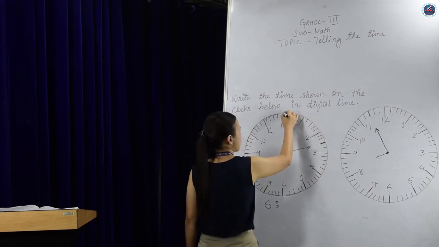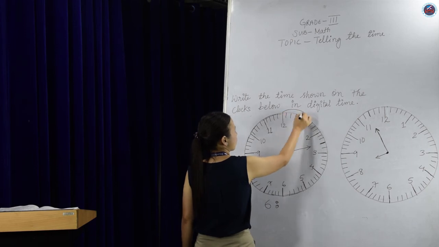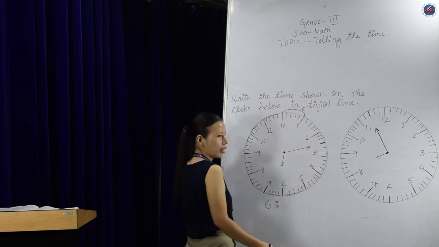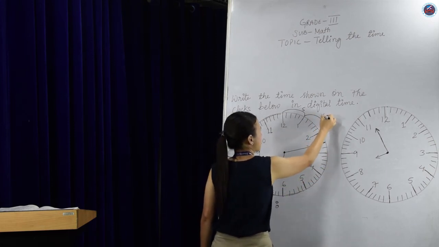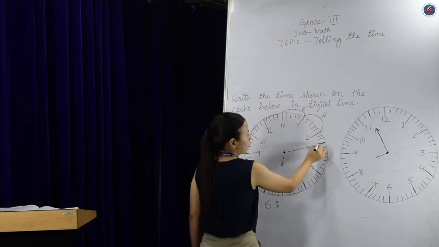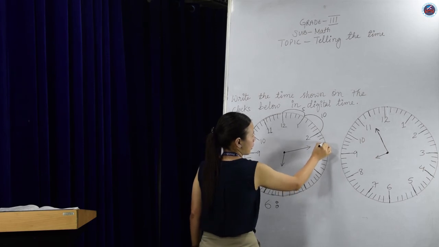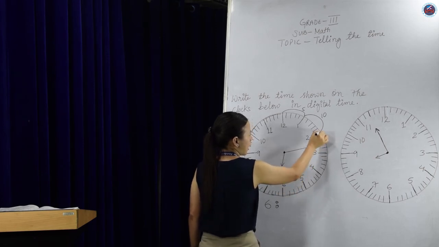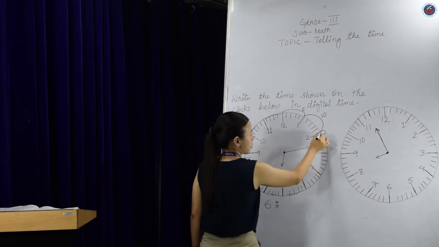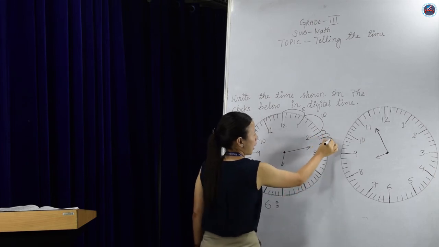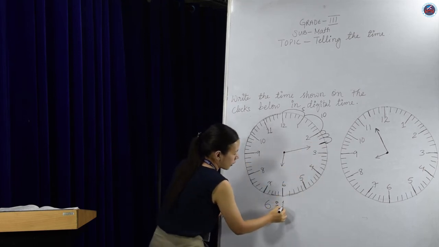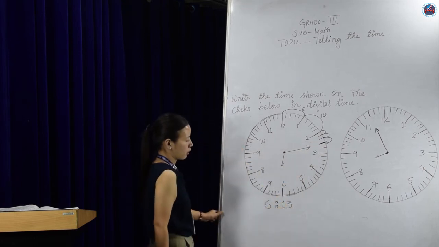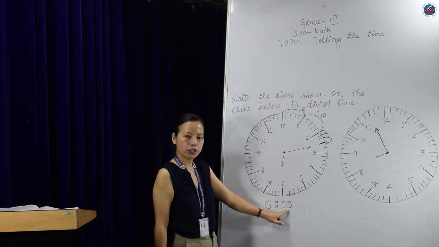Now we know that from 12 to 1, we count as 5 minutes, and then from 1 to 2, another 5 minutes, that makes 10 minutes. Now this long hand is pointing at this mark, so we will count till here. So from 10, we count as 11, 12, and 13. So that means 13 minutes have passed. So we write 13. That is 13 minutes. So 6 hours, 13 minutes.